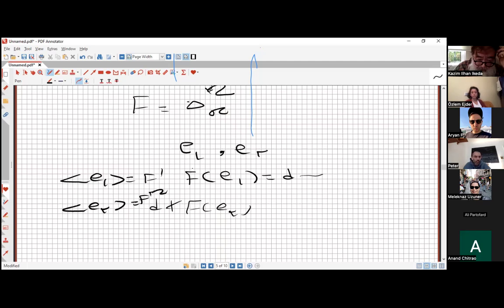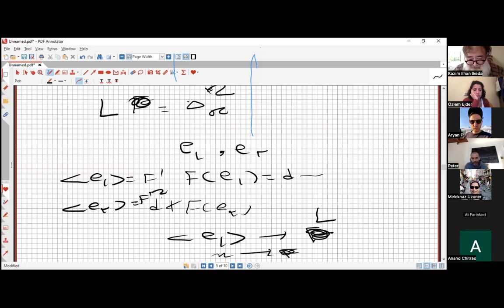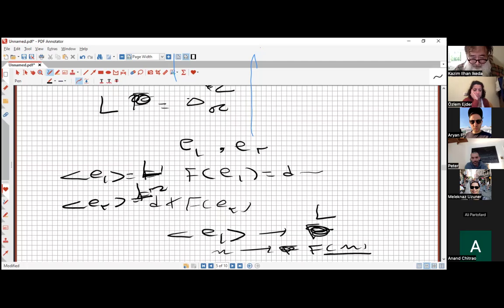And I have a divided Frobenius from E1 to E2, which sends X to Frobenius of X divided by D. It is divisible by D because of this assumption.